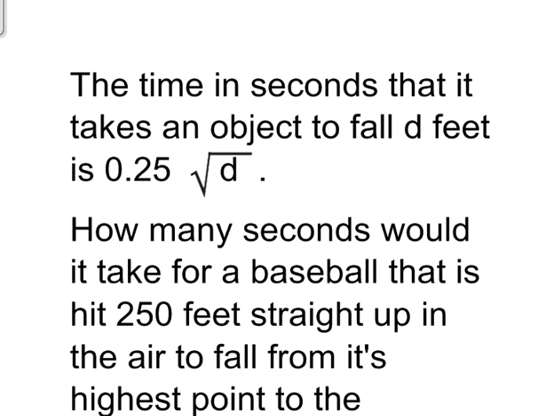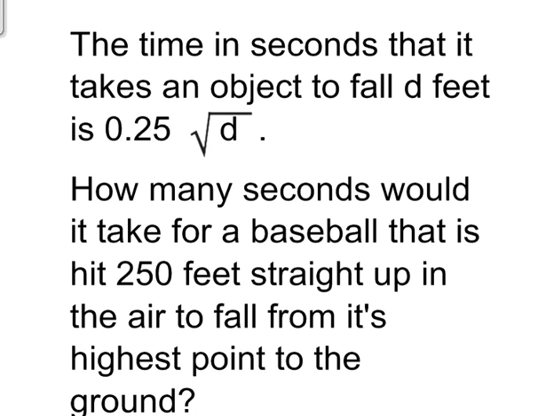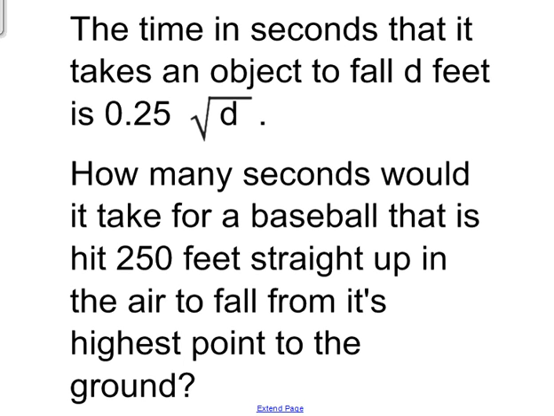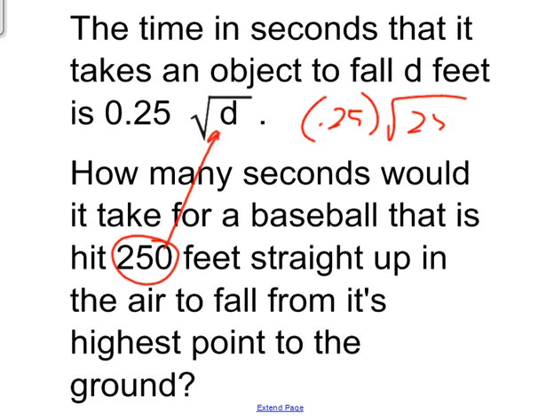The time in seconds that it takes for an object to fall d feet, that's the distance, d feet, is 0.25 times the square root of d. How many seconds would it take for a baseball that has hit 250 feet straight up in the air to fall from its highest point? Well, what they're telling me is this is my distance, so I'm going to substitute that in there. I've got 0.25 times the square root of 250.